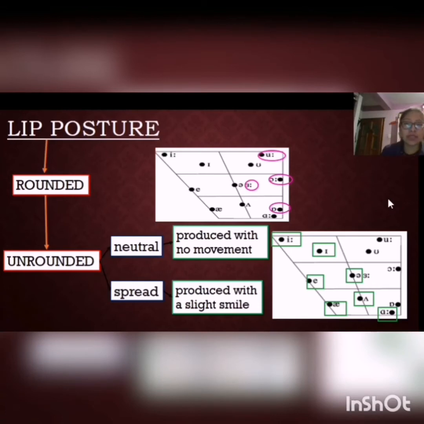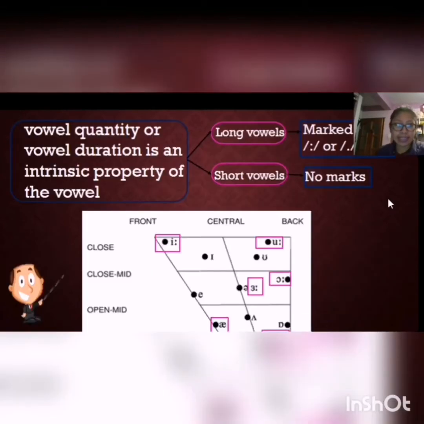So now it's time to talk about vowel quantity. Vowel quantity is related to the duration, the length that the vowel has. And these length differences don't depend on any articulatory movements, don't depend on tongue position, don't depend on lip position, but they are intrinsic properties of the vowel. And moreover, it is classified into long vowels and short vowels.